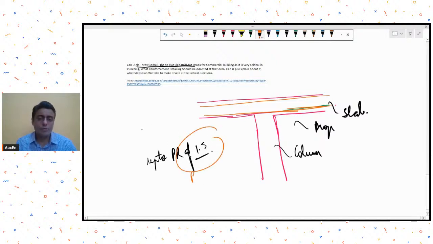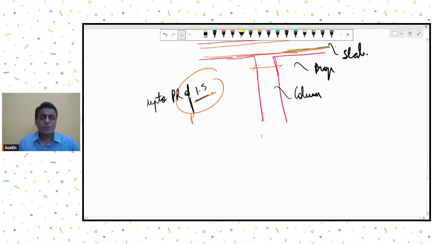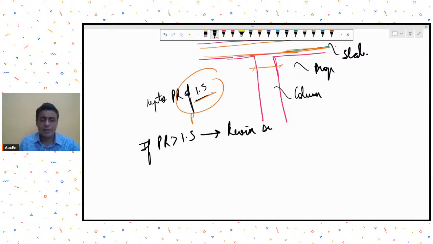If your punching ratio is more than 1.5, then no amount of punching reinforcement will be helpful because the code says you have to increase the thickness of your slab. So either you increase the thickness of your slab or you increase the size of your column. Whatever you do, bring the punching ratio below 1.5 if you wish to provide punching reinforcement. The logic is that if the punching ratio exceeds 1.5, you have to revise the section.